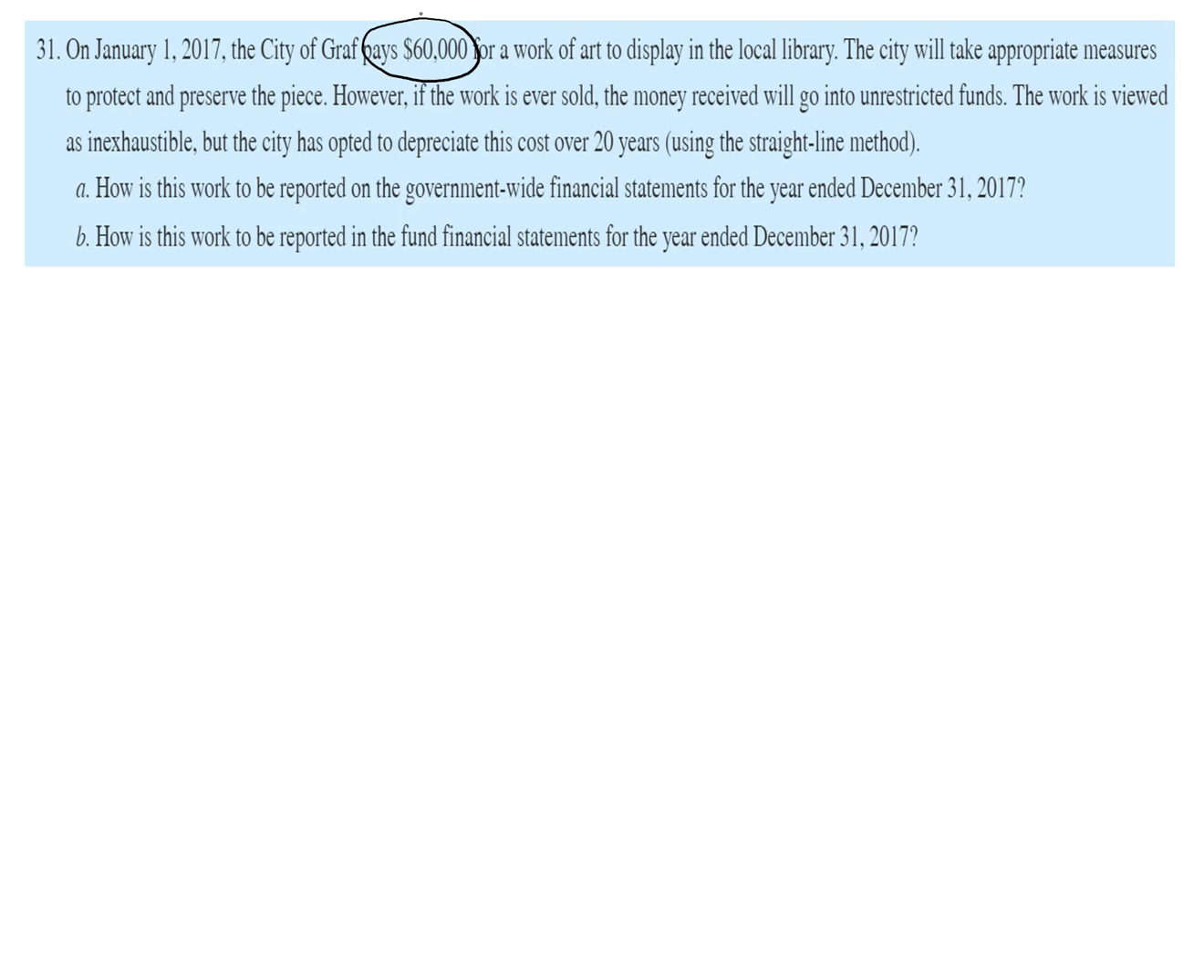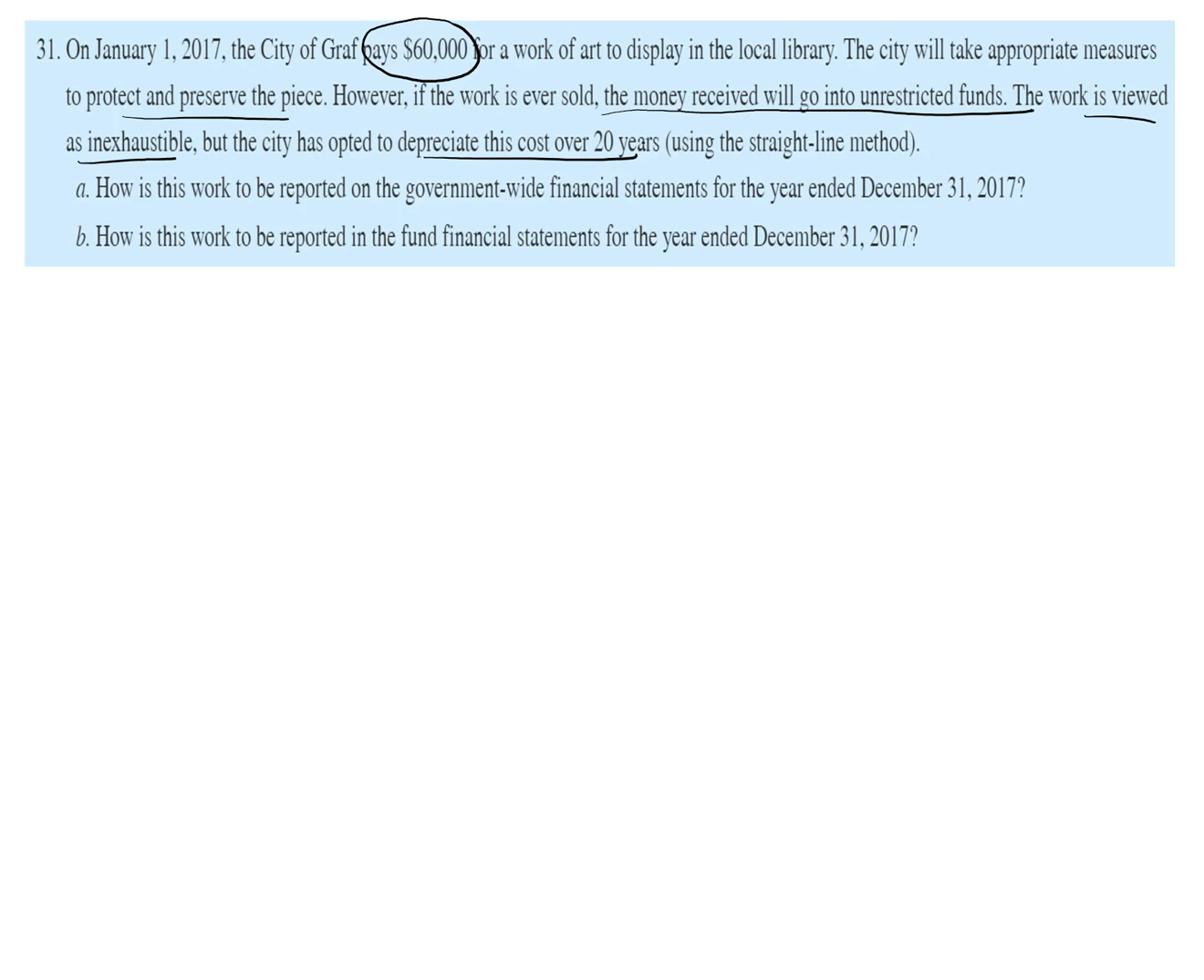Now let's see what the criteria are here. The city will take appropriate measures to protect and preserve this piece. Okay, that's good, one criterion. However, if the work is ever sold, the money will go into unrestricted funds. That means they are not fulfilling the third criterion, because if they sell it, they can use the money for any purpose. That means it is not optional anymore; you are not fulfilling the criteria, so you must record it as an asset. Now the work is viewed as inexhaustible, but the city has opted to depreciate it. Although it's inexhaustible, they decided they will depreciate it over 20 years.